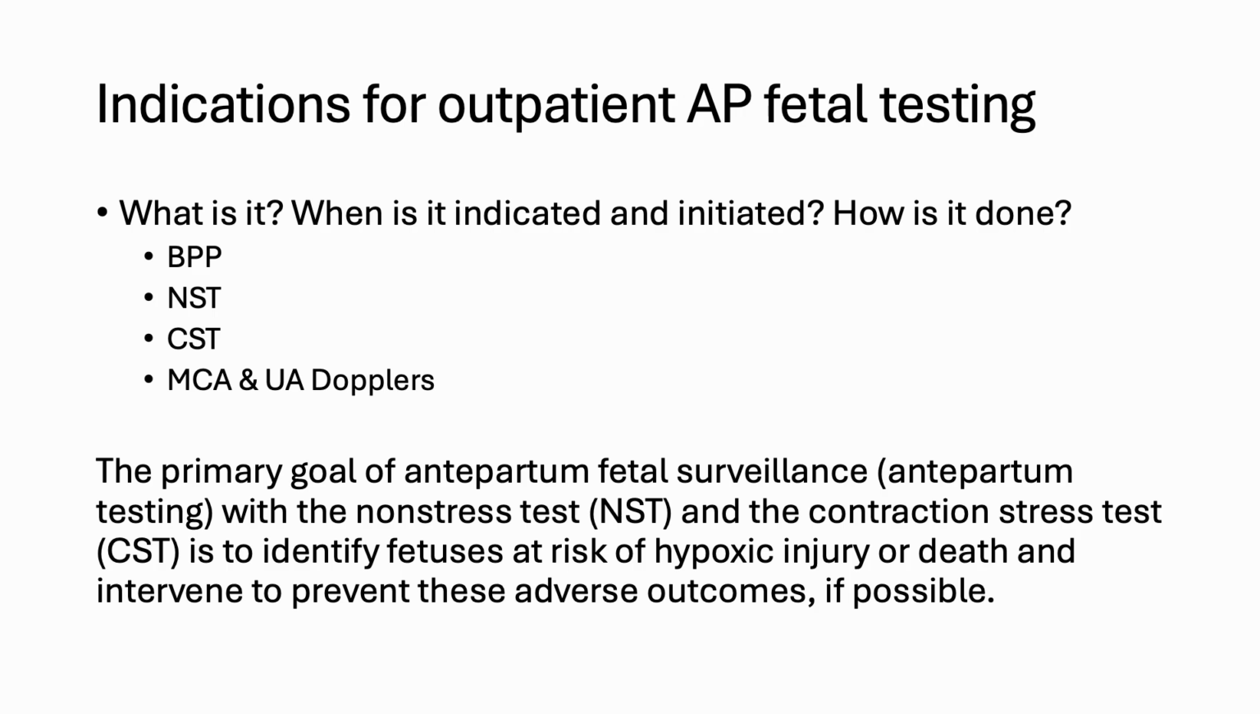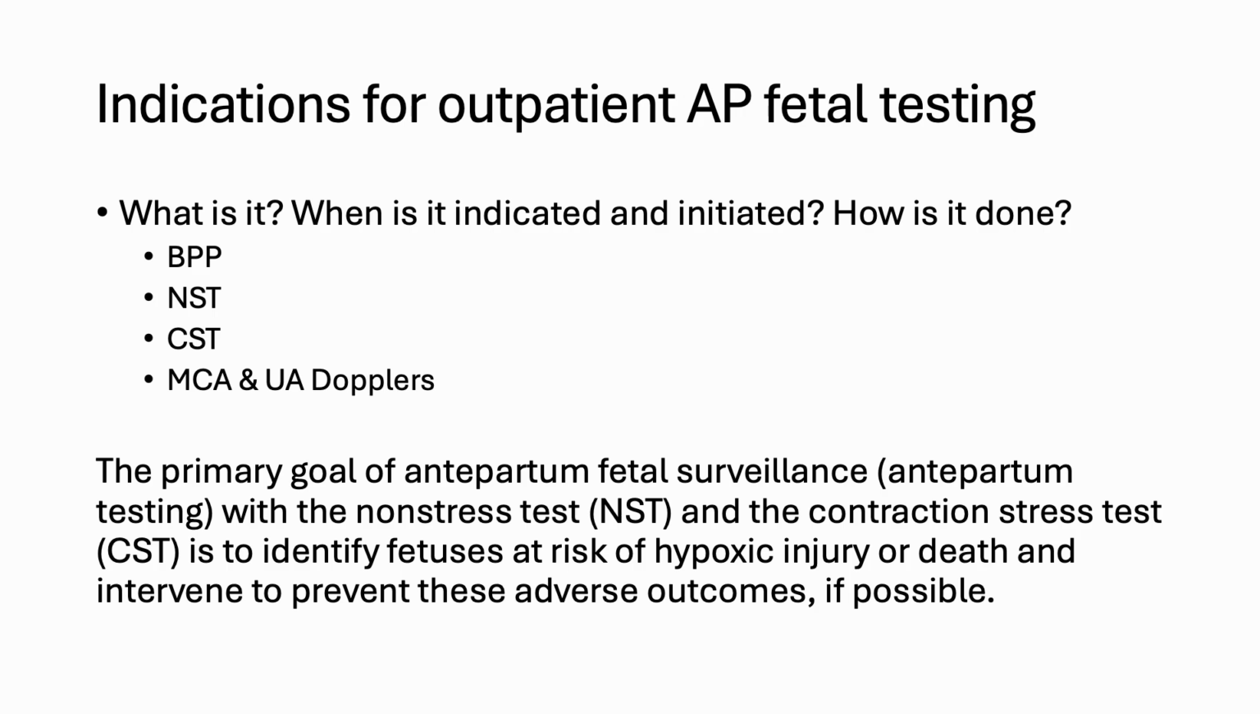In high risk, you need to know what it is you're ordering, why you're ordering it, what it is exactly, and how it's done. Many patients will ask questions about it, so you need to be ready to answer. Some of the things we're going to be covering are a BPP, an NST, a CST, and MCA and UA Dopplers.